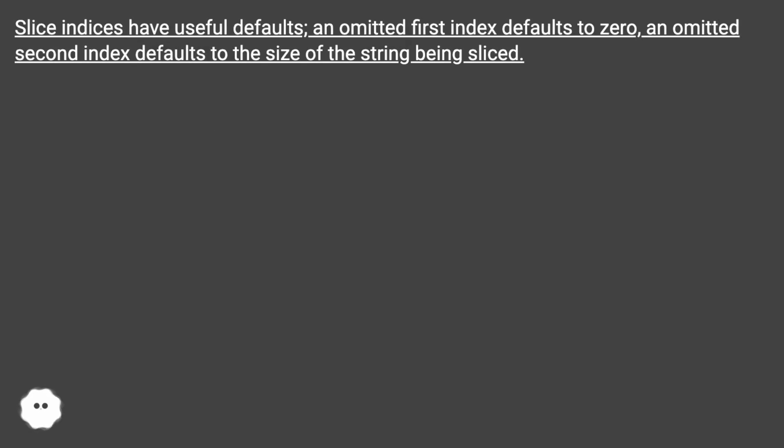Slice indices have useful defaults. An omitted first index defaults to 0, an omitted second index defaults to the size of the string being sliced.